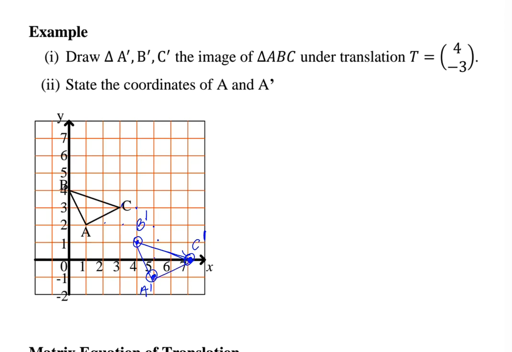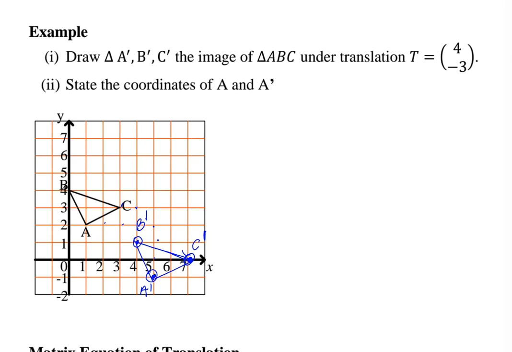All right, so ABC is the object, and A prime, B prime, C prime is the image. So how did we get this image? We move each vertex, all three vertices, 4 units to the right and 3 units down.